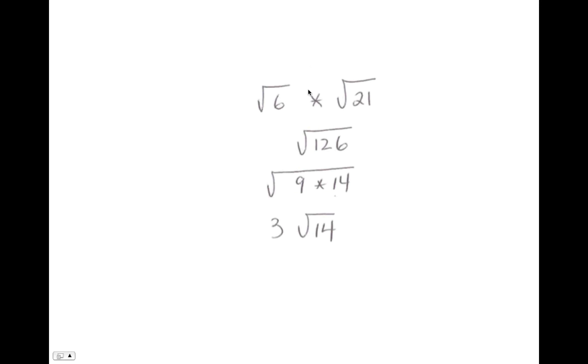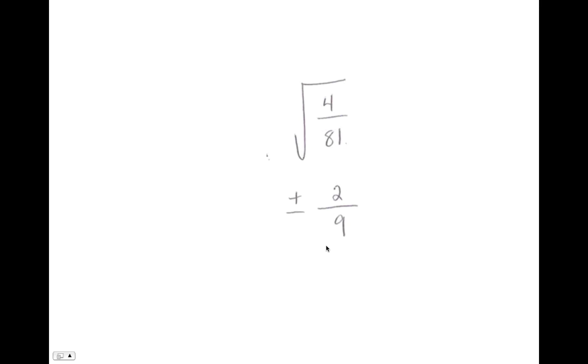If I have two radicals that are multiplied together, as long as they are both the same square root, then I can put them together, so it's the square root of 126. And again, I'm going to look for numbers that have perfect squares, 9 being one of them, so 9 times 14. The square root of 9 is 3. So my final simplified radical is 3 root 14.